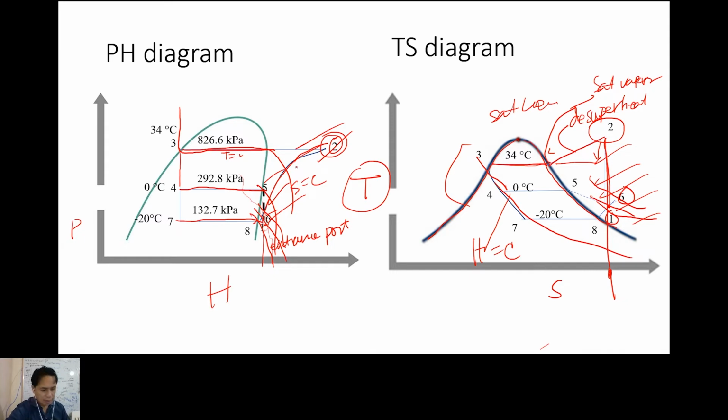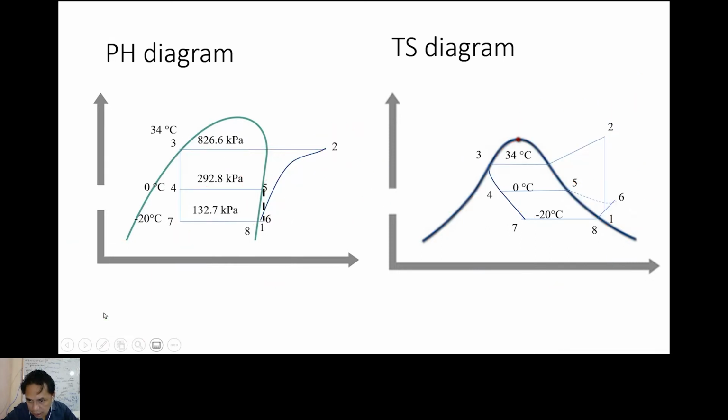So, look at this. Pag tinignan nyo sa pH, no? 3 to 4, constant ang enthalpy. 4 to 7, constant na naman ang enthalpy. Ayan, no? Ito lang yung enthalpy, di ba? Ito lang yung point. Ito naman, 5 and 6, constant yung enthalpy. Ito yung enthalpy nun, no? So, dito naman, 3, 4, 7, constant yung enthalpy. 5 and 6, pag tinignan mo to, constant yung enthalpy. So, that is how we read the pH and TS.